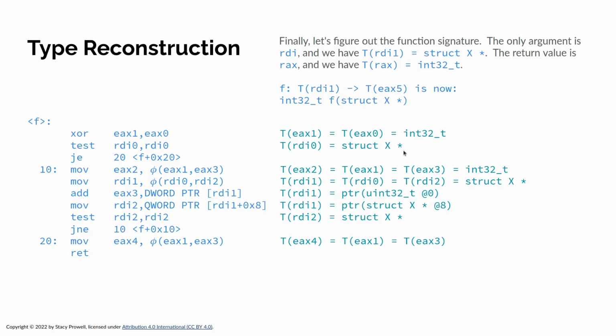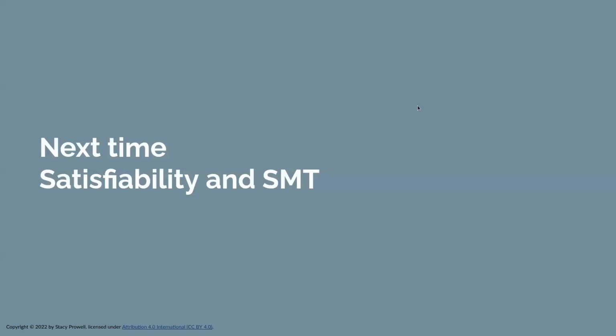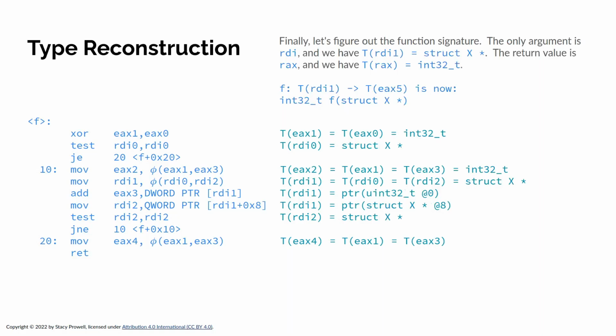So that's our argument. And we know that at the end, EAX4 is the type of EAX1. The type of EAX1 is an int32t. So we know that the return value is of type int32t. And there's our function signature right there. And that's it. Wow, got that way faster than I thought I would. This was a lot.